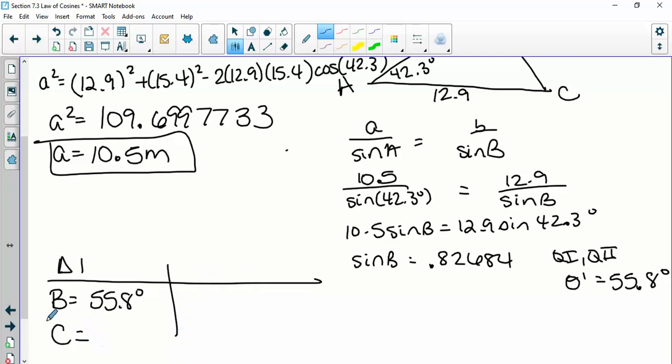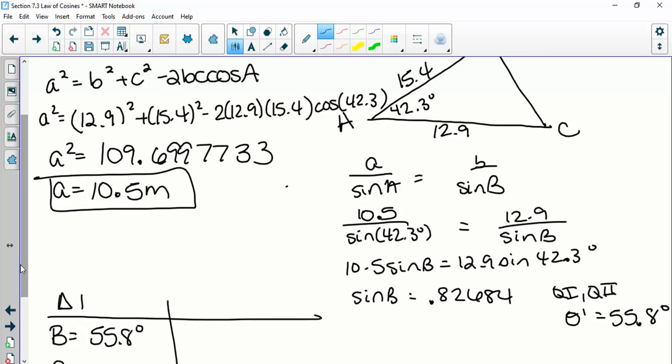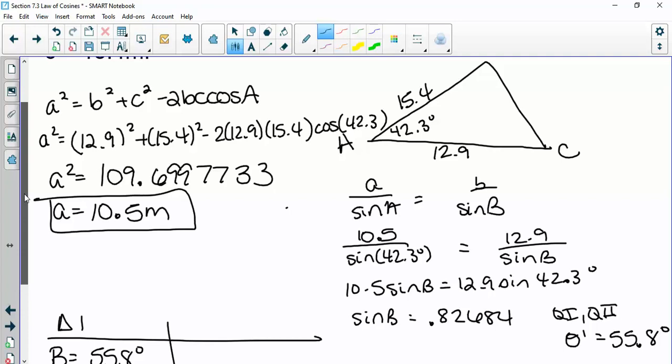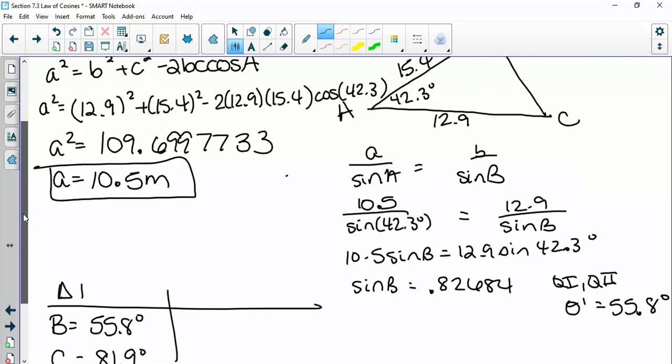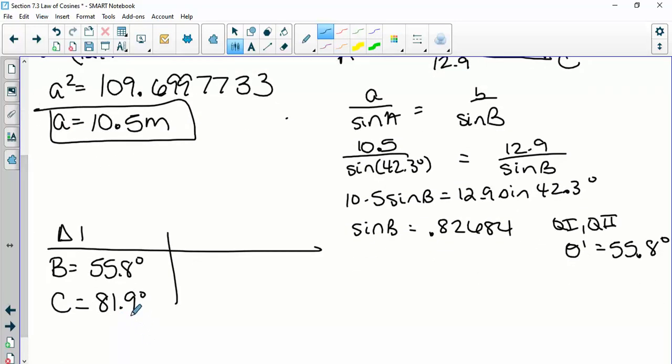which means then could we find angle C? So 180 minus the 55.8 minus the 42.3, 81.9. Does that track? So my smallest angle was angle A, side A was the smallest side. Side C was the biggest side, so angle C has to be the biggest angle. So that all tracks. If we were doing a second triangle, B would be 180 minus the 55.8.